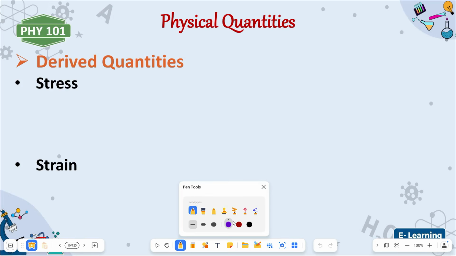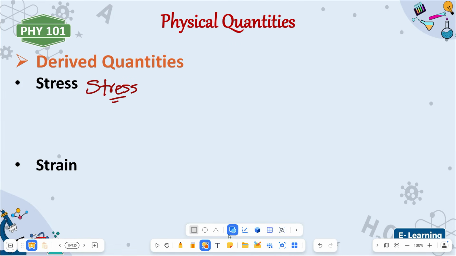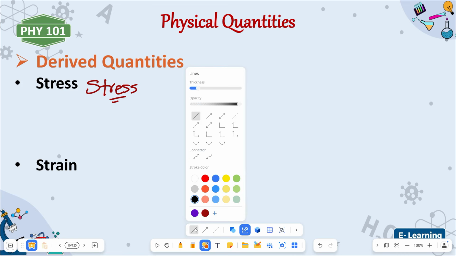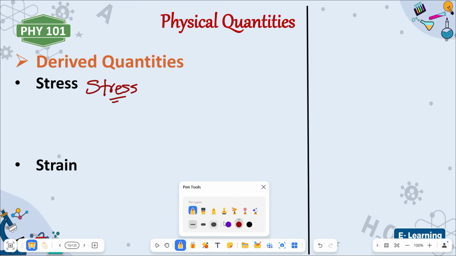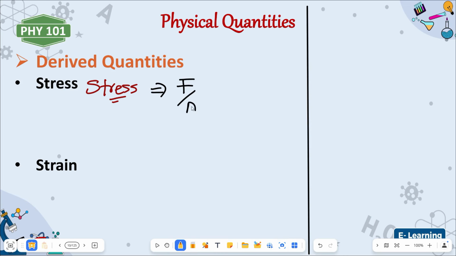The next one is stress. What do you think stress is? Stress and strain. I have to rule a line. What is stress and strain? Now, my dear students, stress is force over area. More like pressure, right? Which, as we said, force is Newton. Area is meter square. That's another way of writing it.